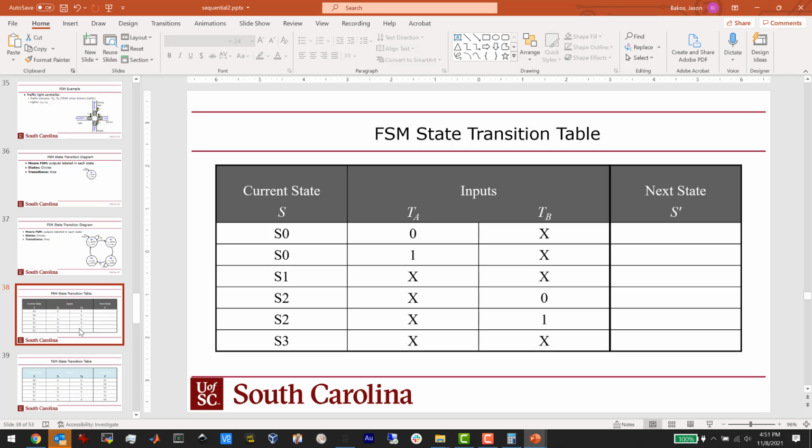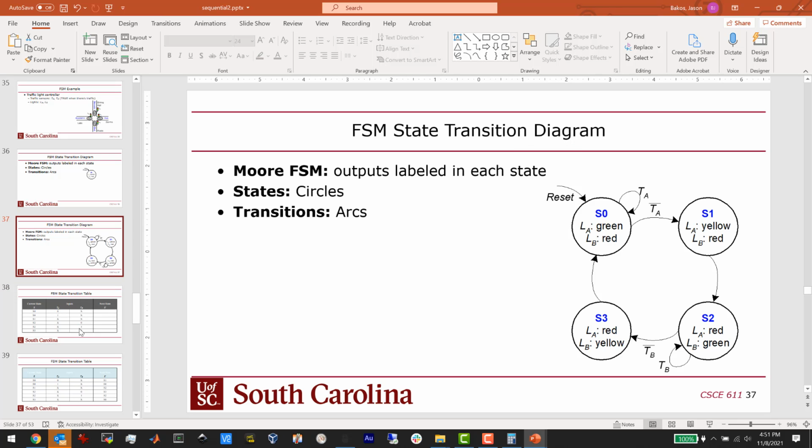So basically all you're doing is every one of the rows of this table corresponds to one of the arrows. Every one of these arrows gets its own row in the table. So you can literally just grab every one of these little arrows and match it up to one row on the table.